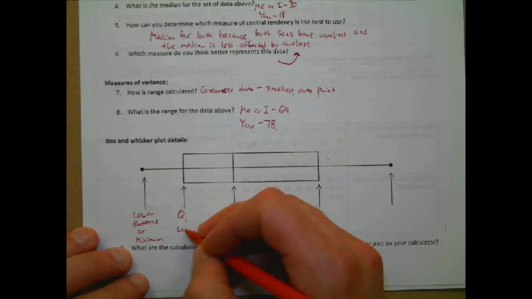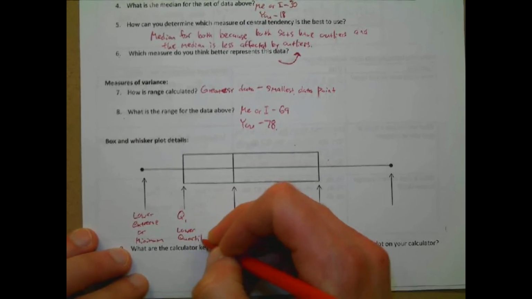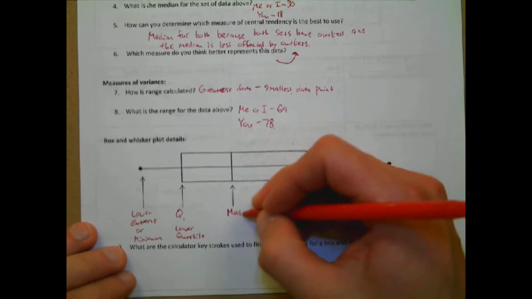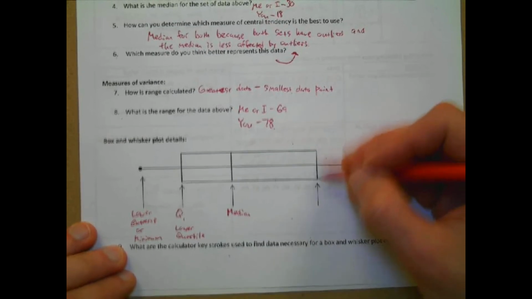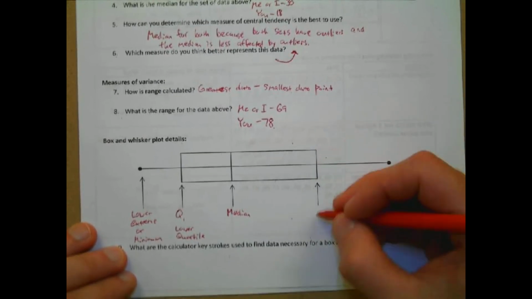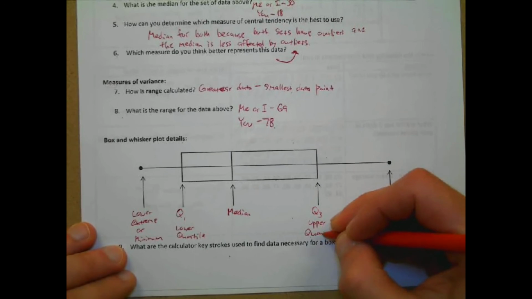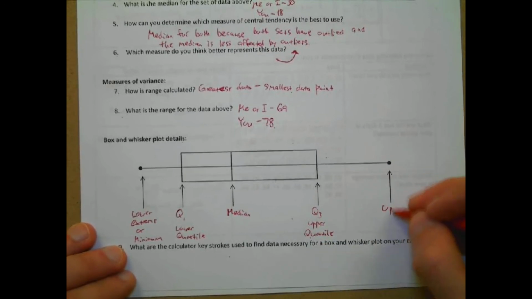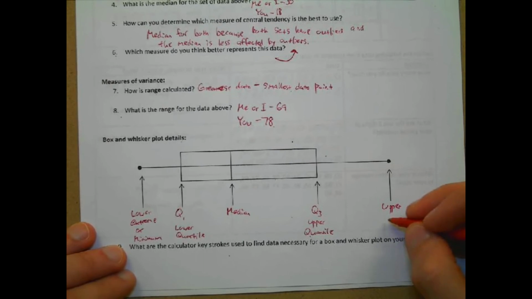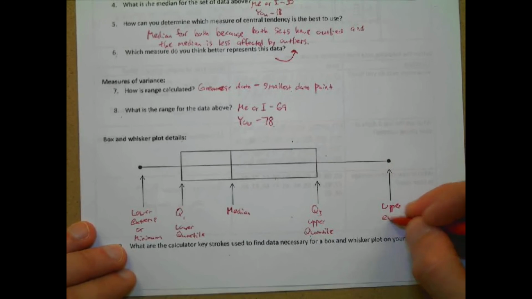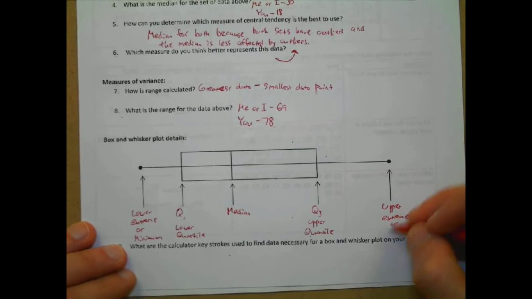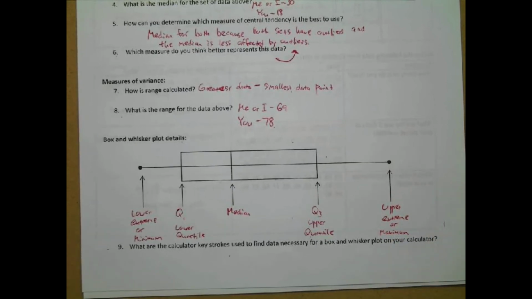Okay, and then the last little piece here, box and whisker plot details. Let's review this too. Okay, what's the dot represent? Minimum. Yeah, lower extreme or minimum. Okay, what's this side of the box represent? Q1, lower quartile. What's the middle line in the box represent? Median. What's the right side of the box represent? Q3, also known as the upper quartile.